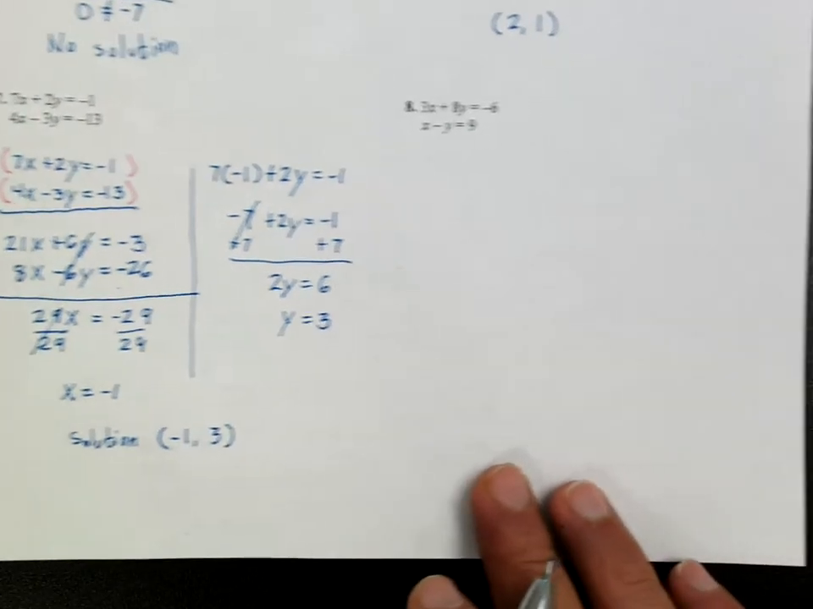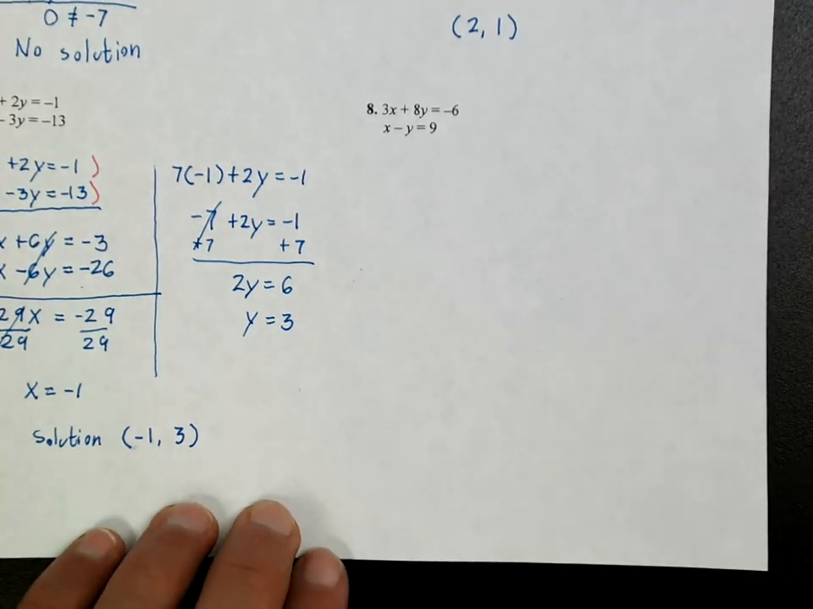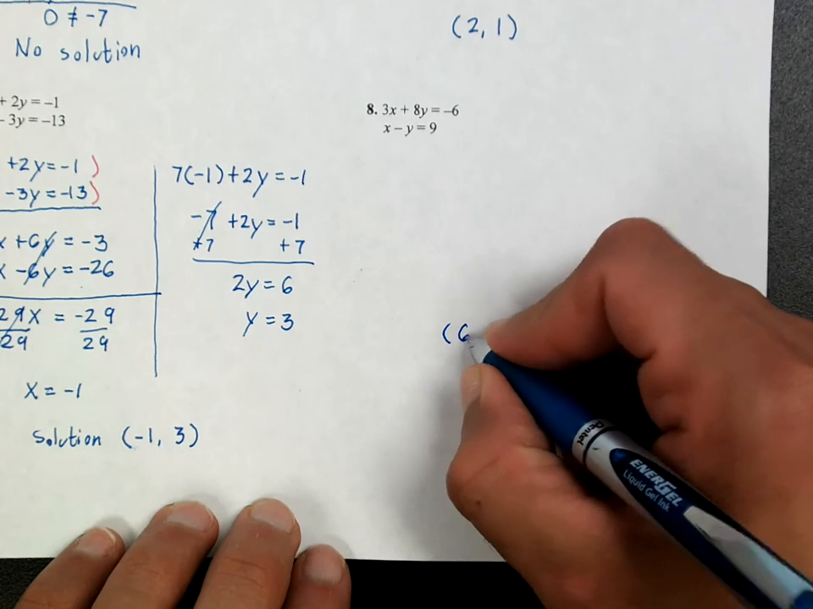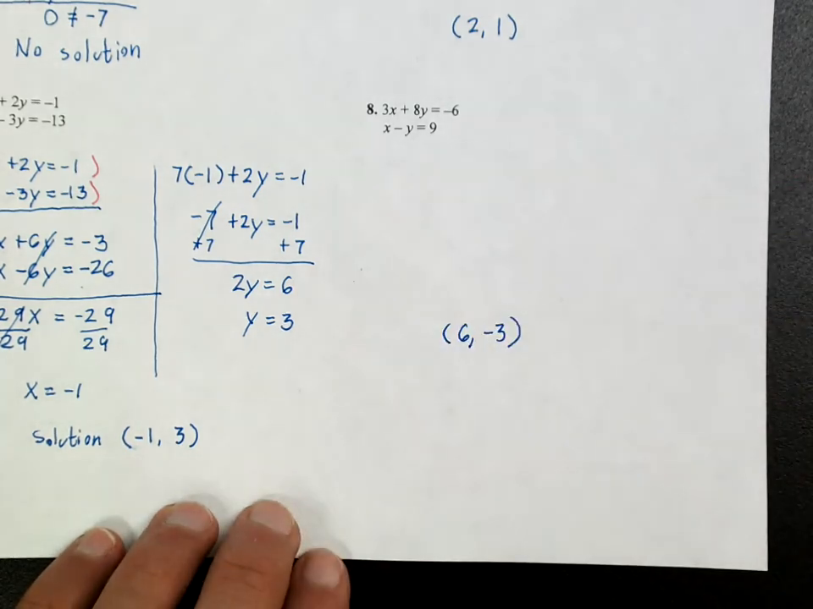Alright. Now number 8, I'm not going to do it, but if you want to check to see if you did this right, the solution that I came up with was 6 comma negative 3. See if that's what you got. So try this one out on your own.